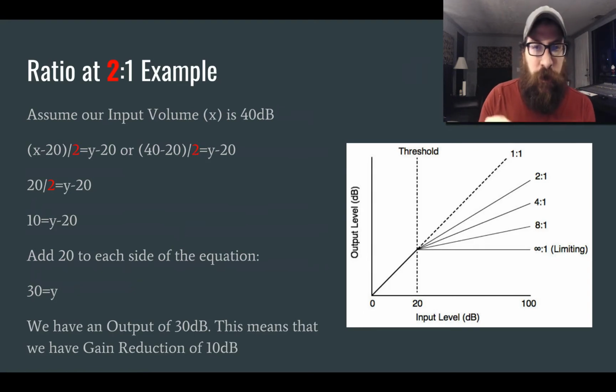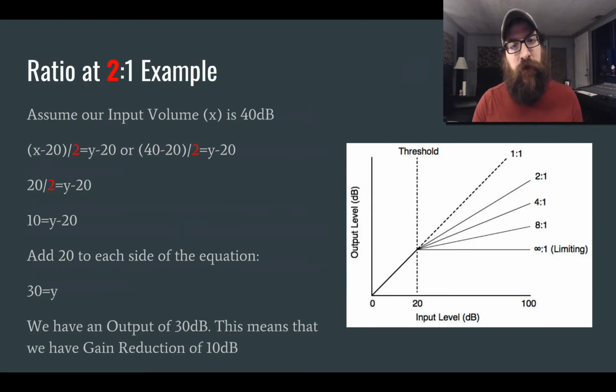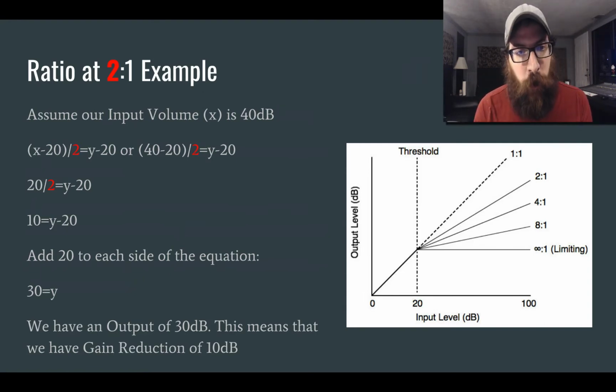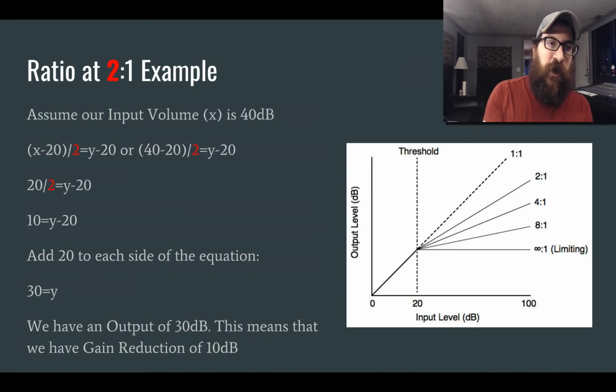Now, if we put 40 in where x is, because we're assuming the input volume of 40, we have 40 minus 20. That has to be done first. That's what the brackets are for. Then divided by 2 equals y minus 20. Let's simplify this. 20 divided by 2, our ratio of compression, equals y minus 20. Next, 20 divided by 2 equals 10. So 10 equals y minus 20.